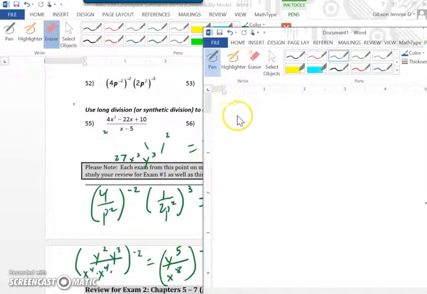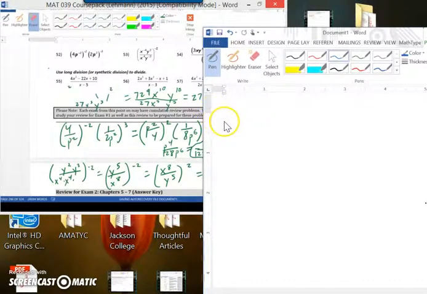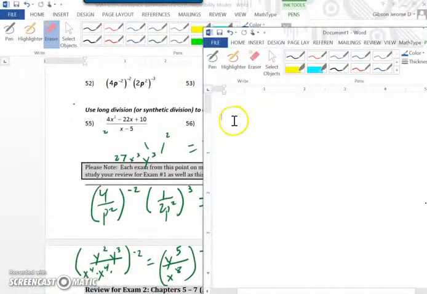Okay, class, for problem number 55, I tried to erase, but it wouldn't work out that well. So we would use this blank sheet here. So we would take this here. It says use division or synthetic division to solve this problem here. So what I'm going to do is use synthetic division.